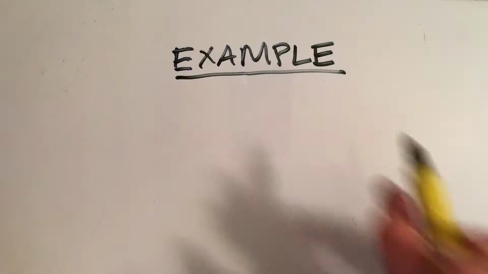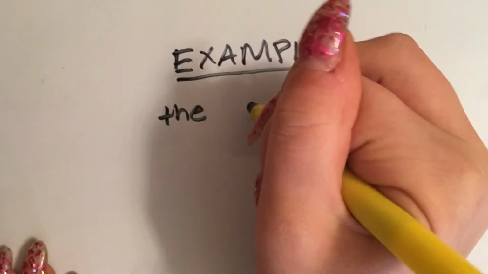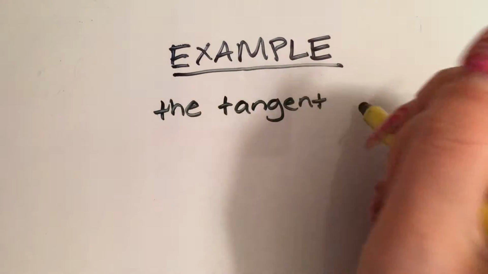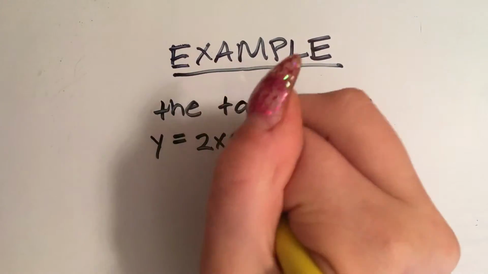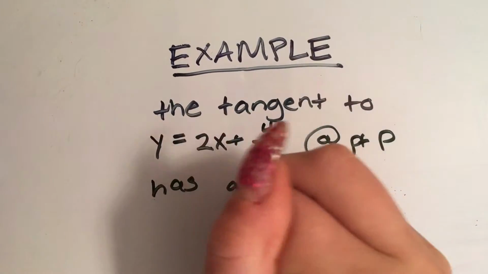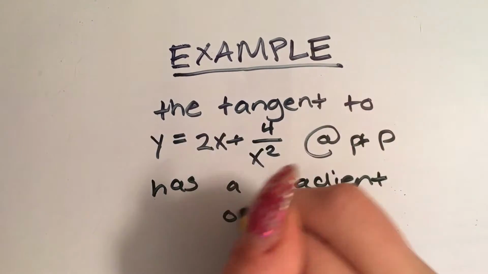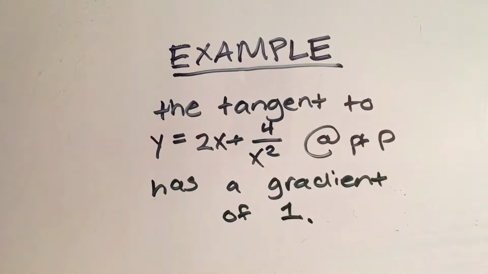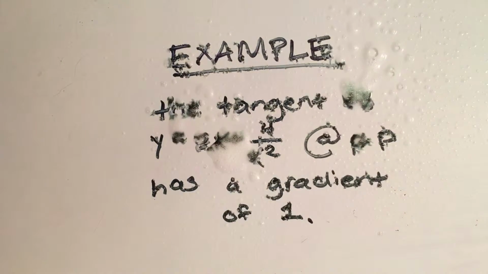So we're starting with an example that includes both of these concepts. The tangent to y equals 2x plus 4 over x squared at point P has a gradient of 1. That's the information we'll need, and then we'll go through the various steps that you use in order to get the information.